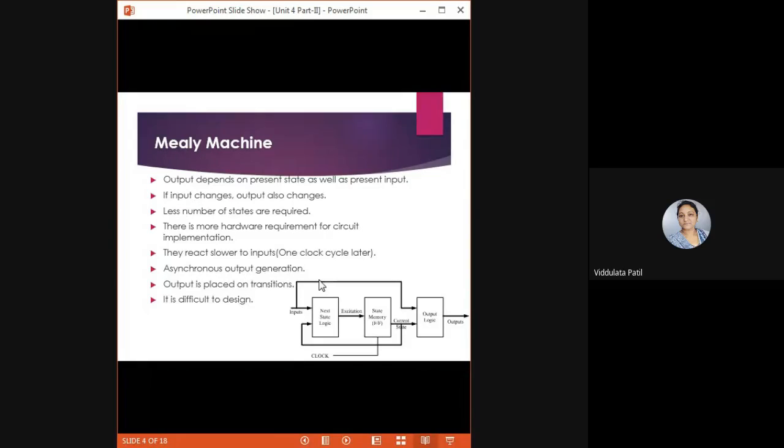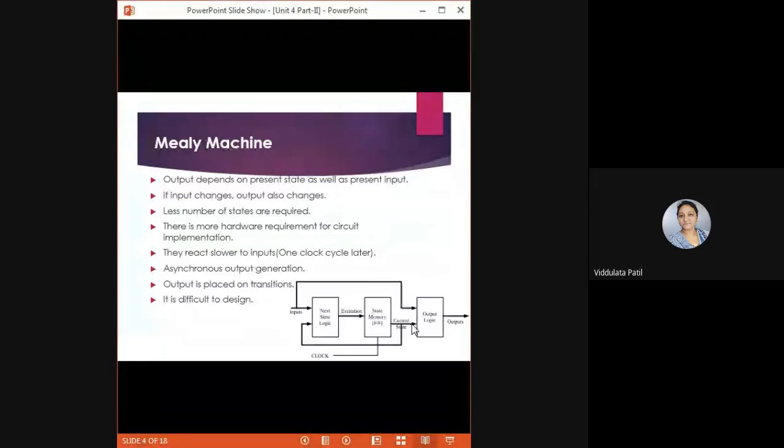So here you can see that the first block of this diagram is the next state logic. That depends on the present input as well as the current state. And then we will get the excitation from this next state logic. So what will be the next state will be decided with this logic. And then whatever excitation we are getting will be given as an input to state memory, and that will decide, depending on the clock signal, the current state.